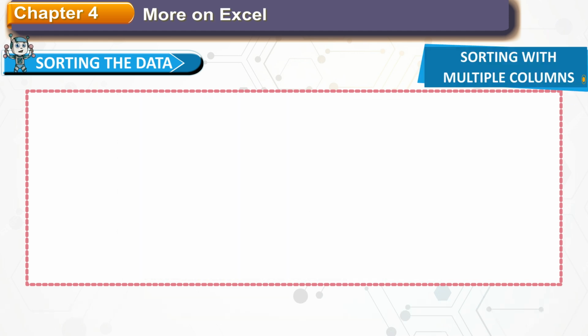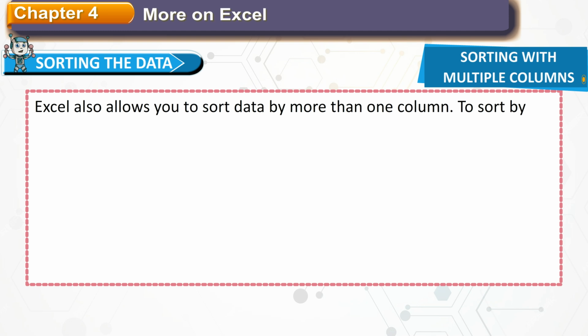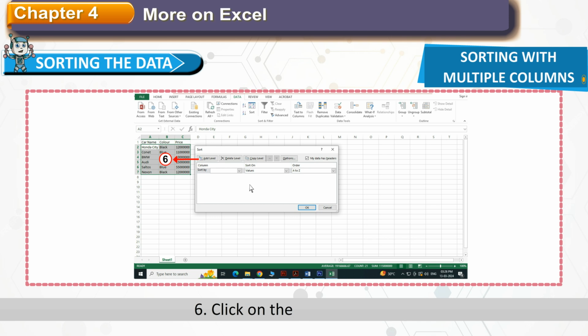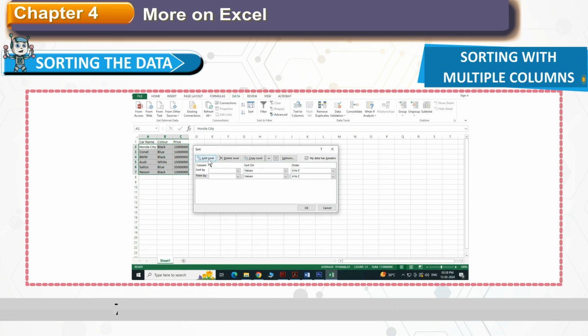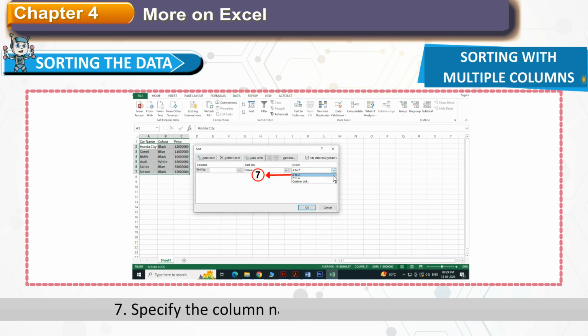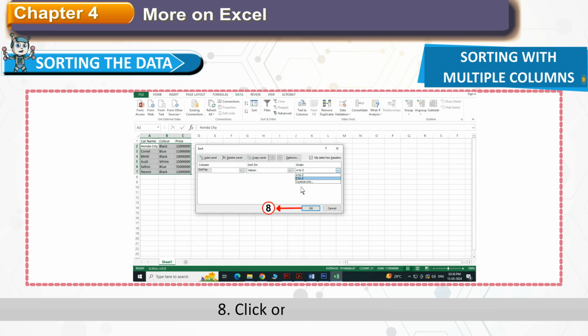Sorting with multiple columns. Excel also allows you to sort data by more than one column. To sort by more than one column, follow the given steps. 6. Click on the Add Level button. 7. Specify the column name and select desired options. 8. Click on the OK button.